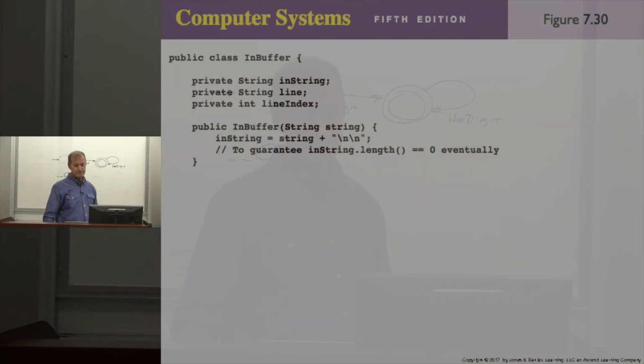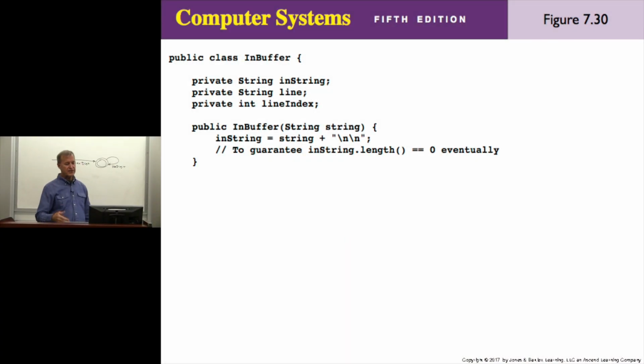All right, anyway. So here in figure 7.30, the point is that this public class in buffer is going to be in its own separate file. And now, what are the attributes? Private, string, in string. So does everybody see what that is? That in string is the whole, that's all the lines of code. Are you with me? All the lines of code.